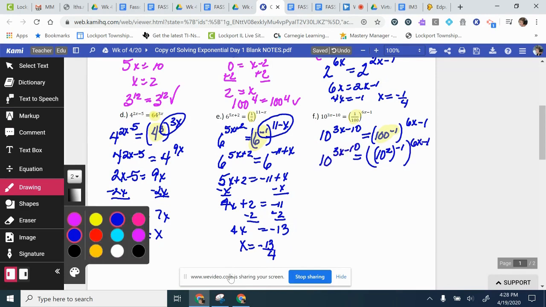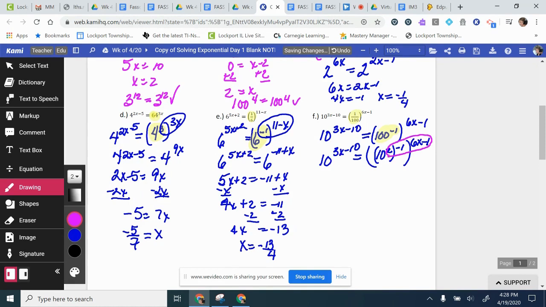And now I'm going to use some properties of exponents here. I have a power of a power of a power, so I'm going to multiply all those together. So I'd have 2 times a negative 1, or a negative 2, times a 6x, which would be a negative 12x. And a negative 2 times a negative 1 is a positive 2. So now I have 10 to the negative 12x plus 2 equals 10 to the 3x minus 10.